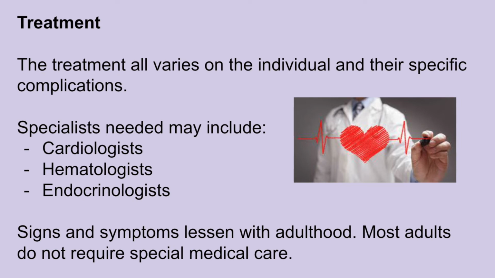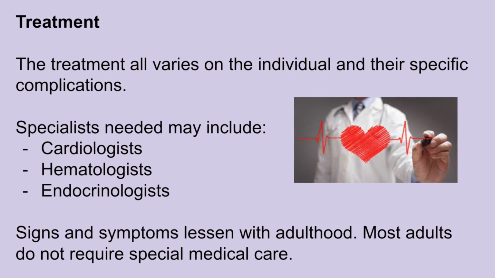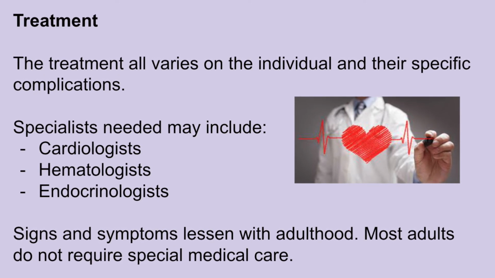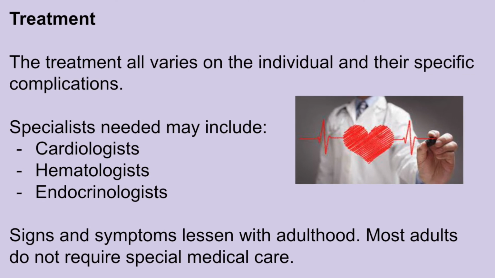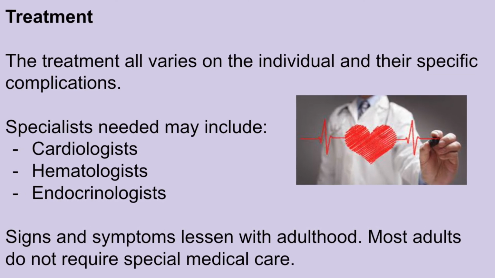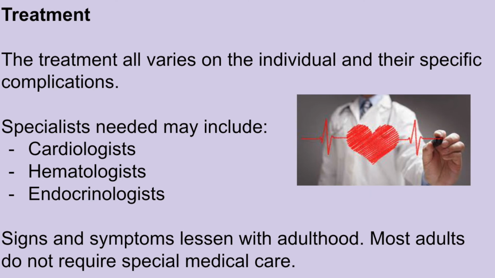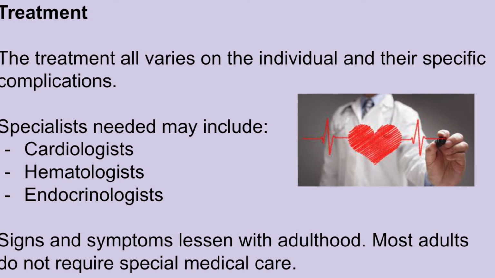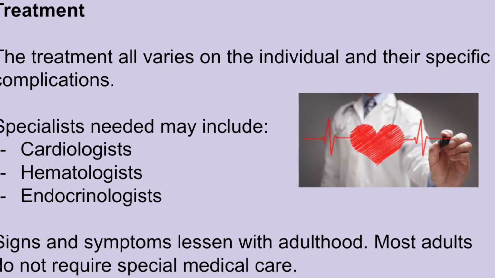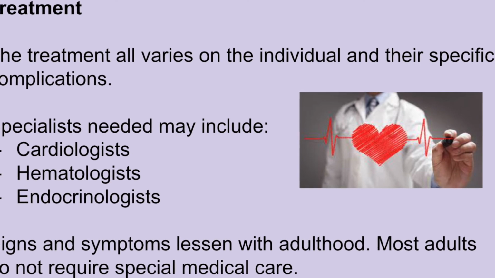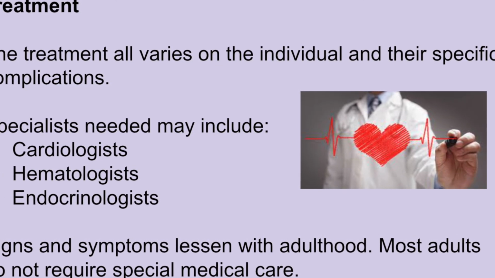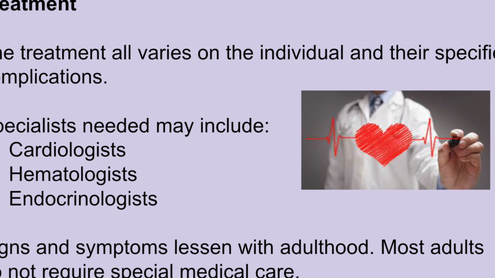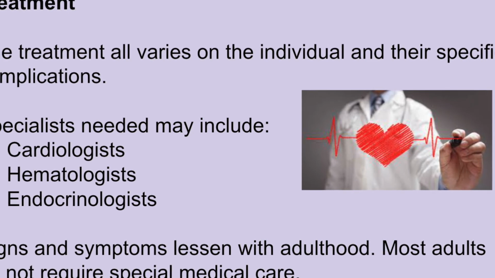The treatment of Noonan syndrome all depends on the individual and how serious their signs and symptoms are. So specialists they may need could be surrounding their heart abnormalities, blood disorders, growth disorders, and that can all be seen through specialists like cardiologists, hematologists, endocrinologists. Signs and symptoms tend to lessen with adulthood, though.